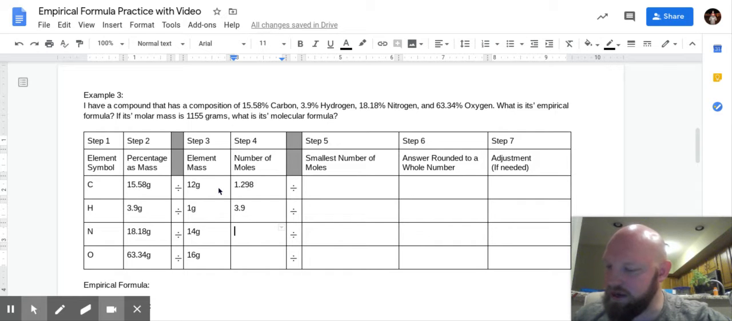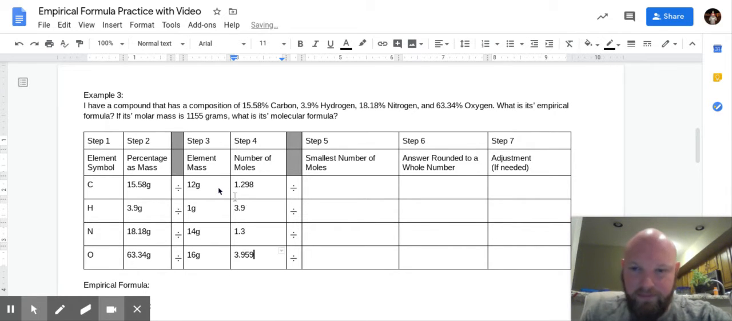Okay, 18.18 divided by 14 is 1.3, because it's 1.29857. You can write all that out if you want to. I'm just not going past 3 decimal points because it's usually not worth it. So 1.3. And 63.34 divided by 16 equals 3.959. Okay. Our smallest one here is this one. Realistically, you could use the 1.3 and it would not make a difference, because remember, we're going to round.